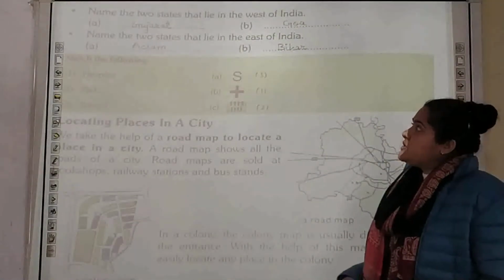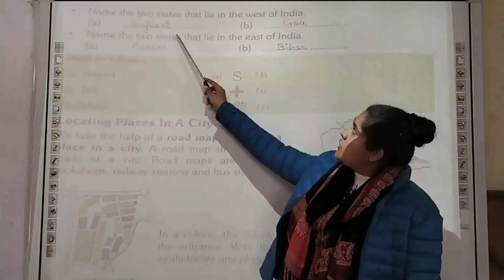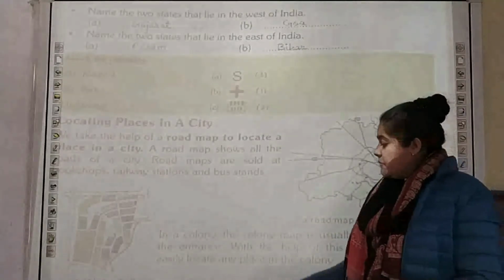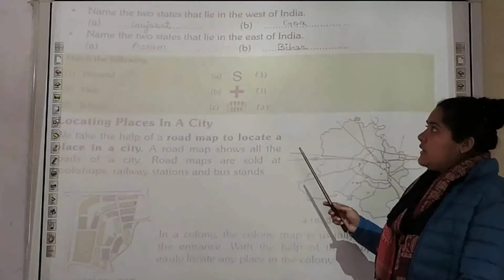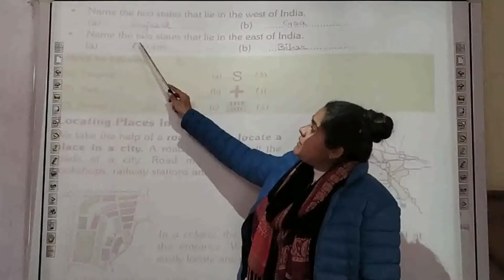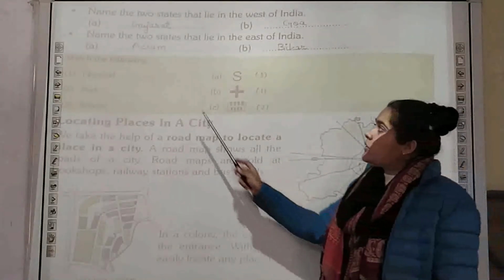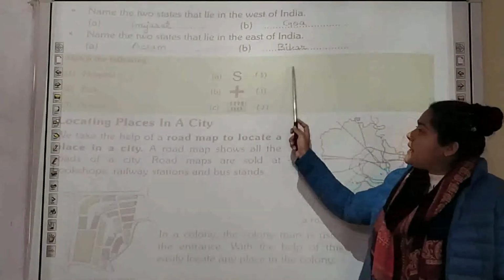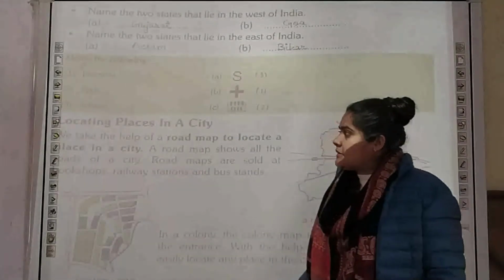Similarly, you have to mention two states that lie in the west of India. So it is your Gujarat and Goa. You can mention any of the two states which are towards your left hand side. The next is name two states that lie in the east of India. Towards your right hand side, you can see there are Assam, Bihar and various other states. So you have to mention any two of the states.